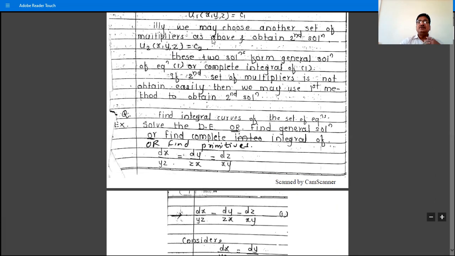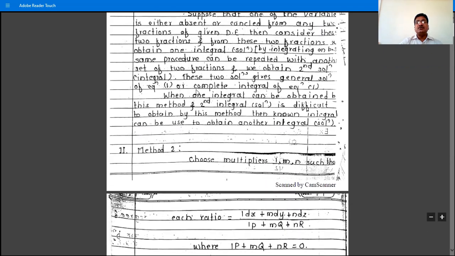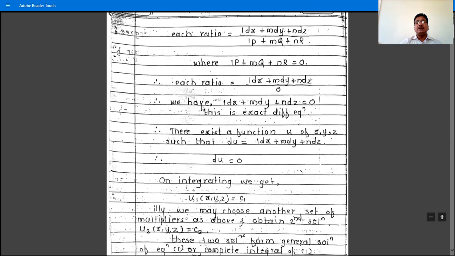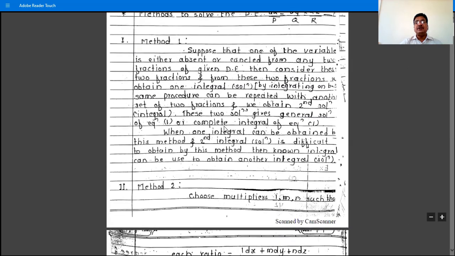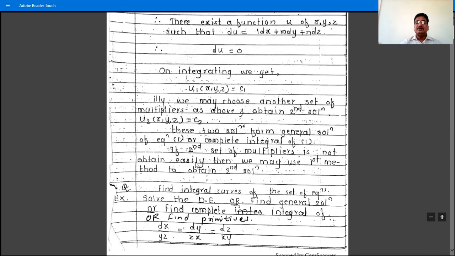Then combined, these two solutions, u1(x,y,z) equal to c1 and u2(x,y,z) equal to c2, form the general solution, or complete integral, of the given differential equation. We can also apply the first method for one solution, or one integral, and the second method for the second solution. That is, we find the first solution by the first method and the second solution by the second method, so we can apply these two methods combined.